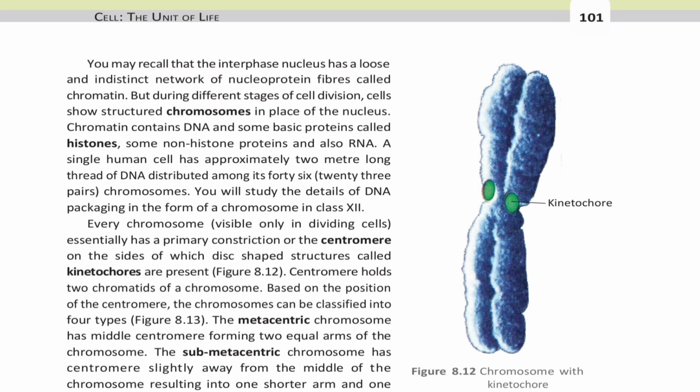You may recall that the interphase nucleus has a loose and indistinct network of nucleoprotein fibers called chromatin. But during different stages of cell division, cells show structured chromosomes in place of the nucleus. Chromatin contains DNA and some basic proteins called histones, some non-histone proteins and also RNA. A single human cell has approximately a 2-meter long thread of DNA distributed among its 46, that is 23 pairs of, chromosomes. You will study the details of DNA packaging in the form of chromosomes in class 12th.